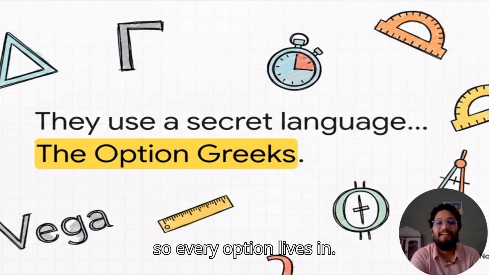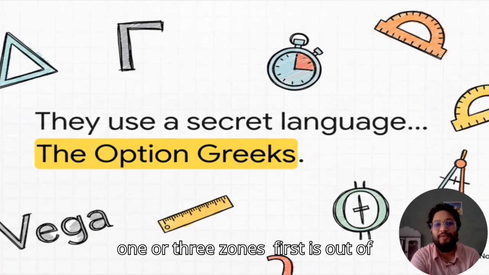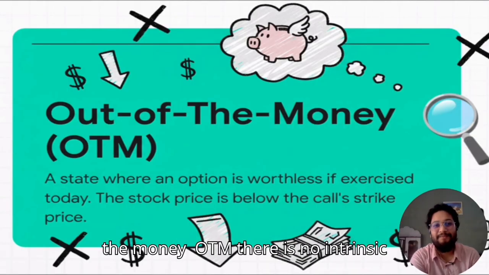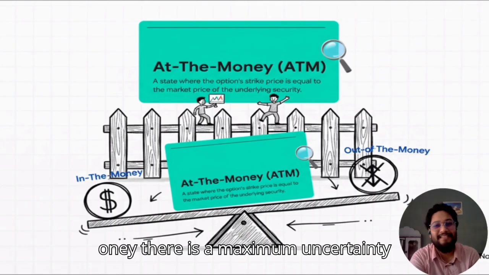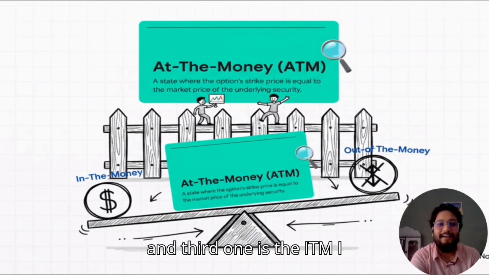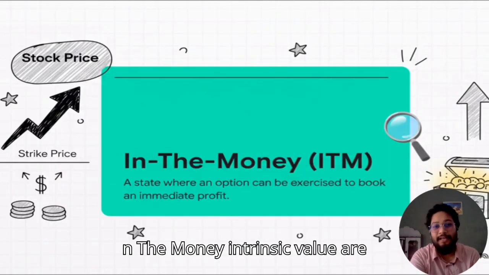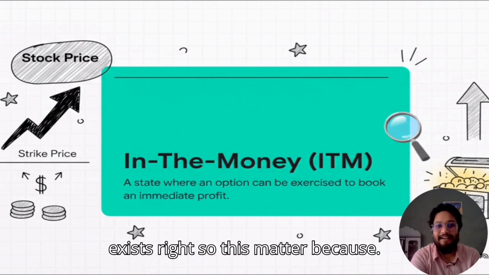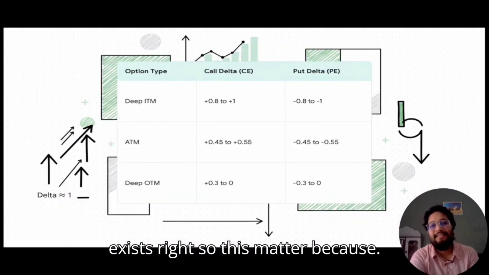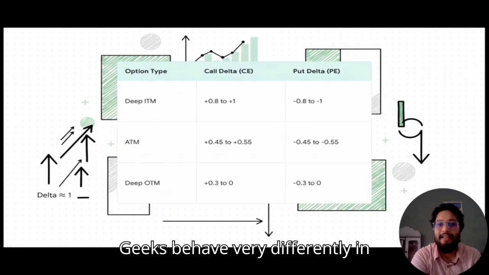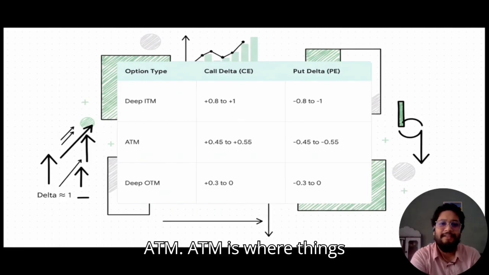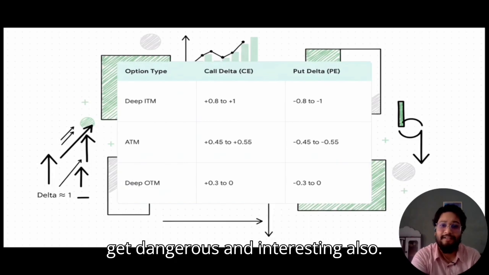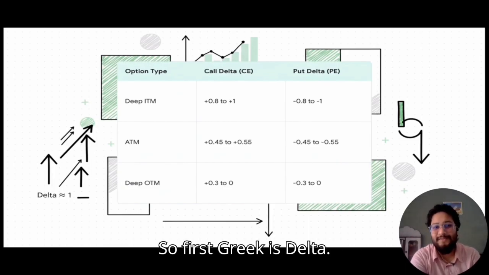Every option lives in one of three zones. First is OTM, out of the money, where there is no intrinsic value. Then ATM, at the money, where there is maximum uncertainty. And the third one is ITM, in the money, where intrinsic value exists, right? This matters because Greeks behave very differently in each zone, specifically near the ATM. ATM is where things get dangerous and interesting also.